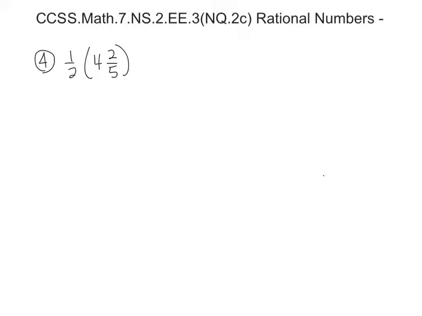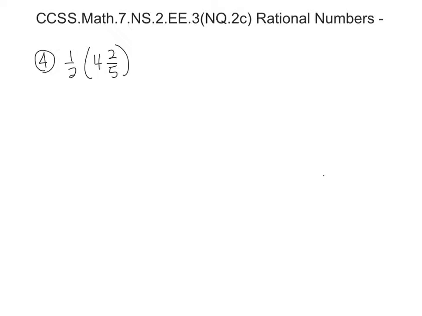Well, there's lots of ways to do it, but I think I'm going to stay with just this one, and you can check out the book if you need more. I'll go over more later on. But anyways, we have 1/2 times 4 2/5. And when I have a fraction, I always turn everything into a fraction.